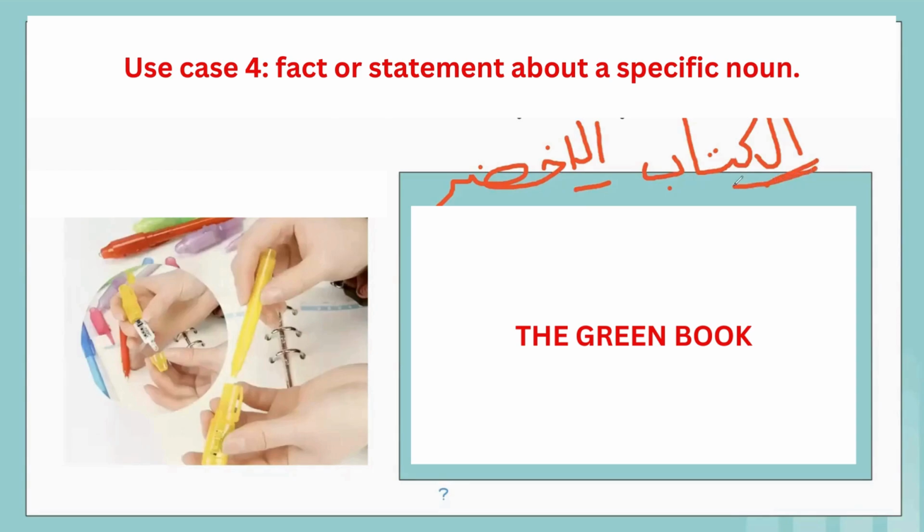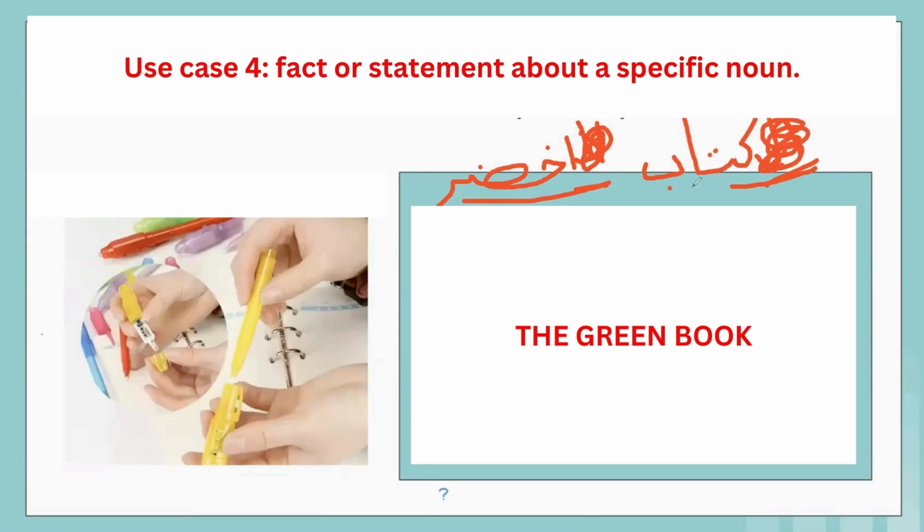When you have two words as al and al, it will be the kitab, the green, and together it makes the green book. If I remove the al from here and I remove the al from here, it becomes a green book. The green book and a green book. Understood?